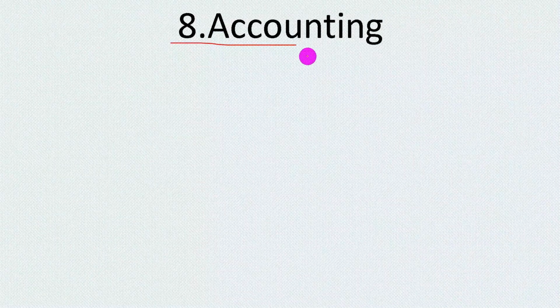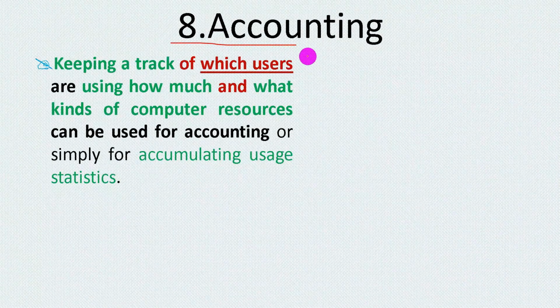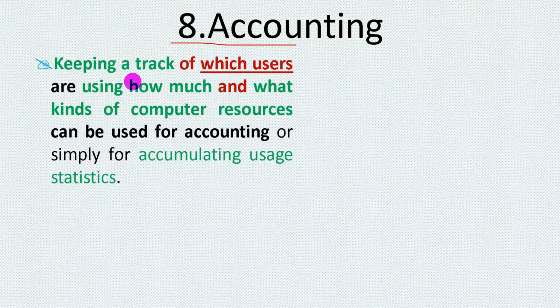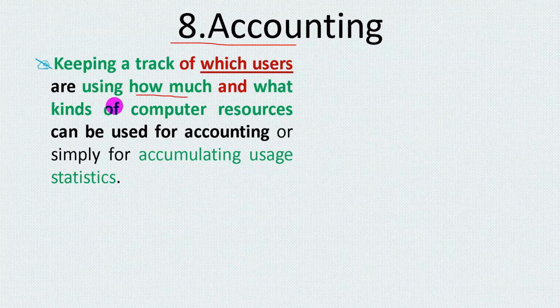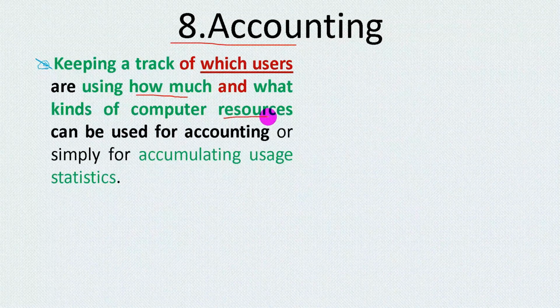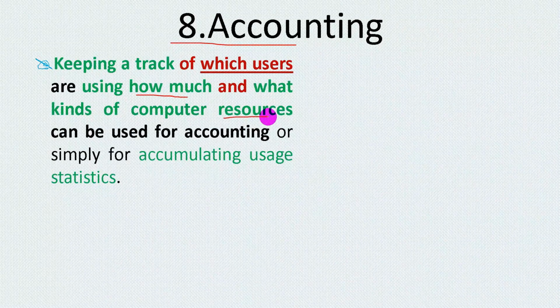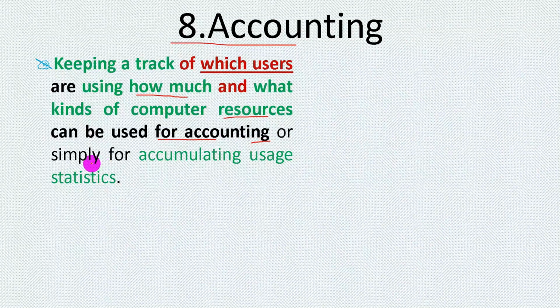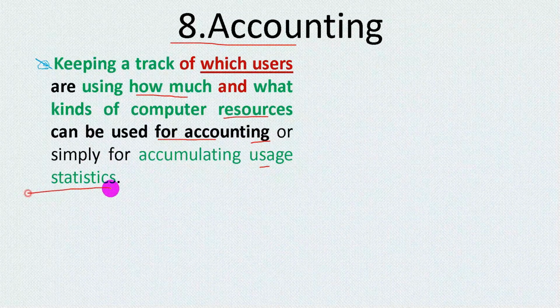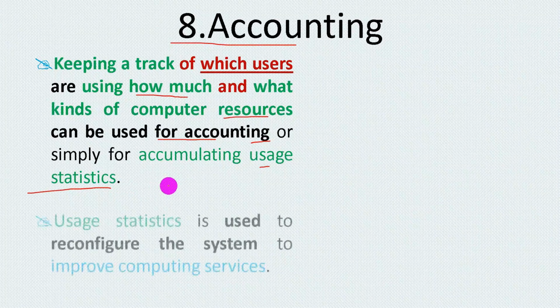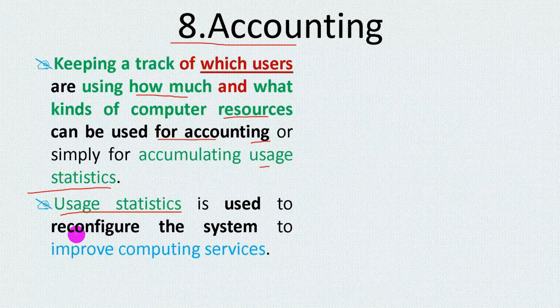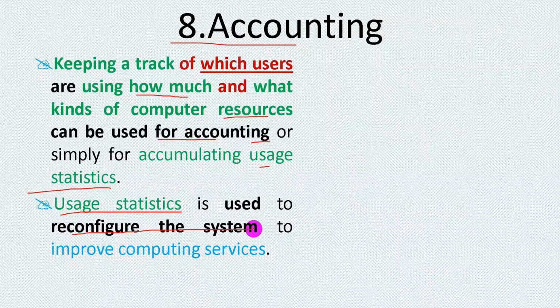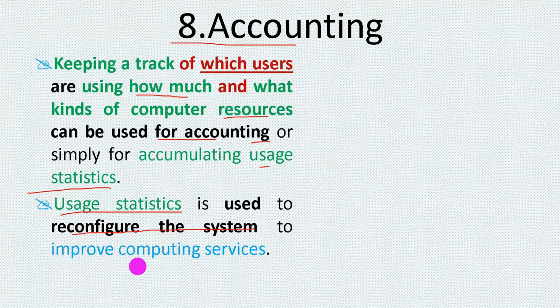The eighth one, accounting, which is a responsibility: keep track of which users are using how much of which computer resources. Identify the type of resource each user uses and how much. It can be used for accounting and simply for accumulating usage statistics in order to analyze them, right? These usage statistics are used to reconfigure the system, and this reconfiguration helps to improve computing services.